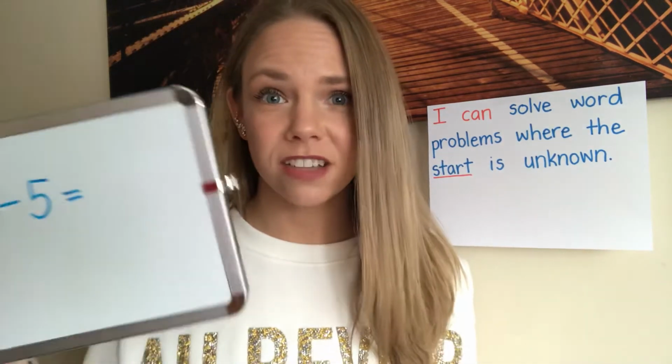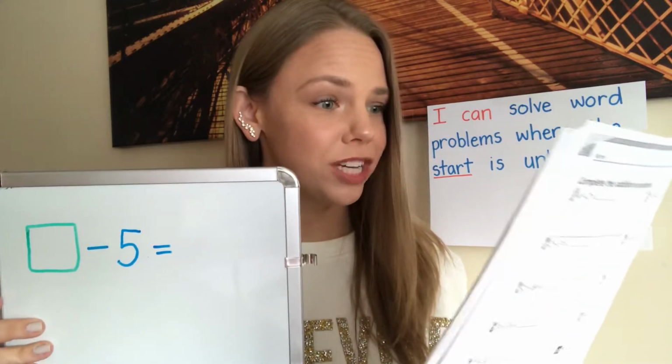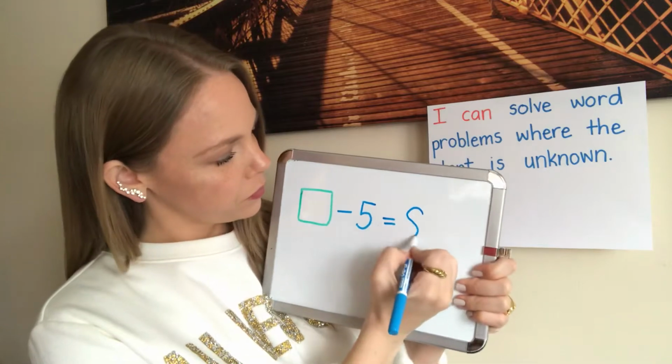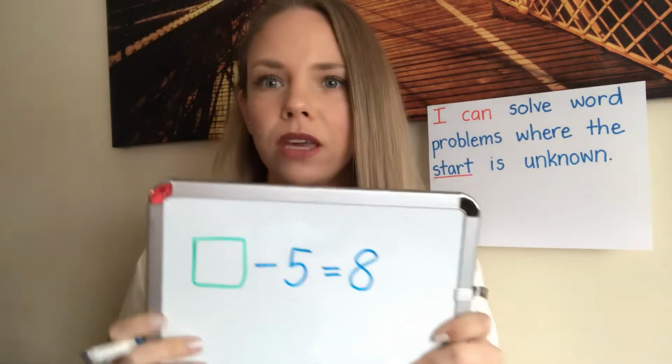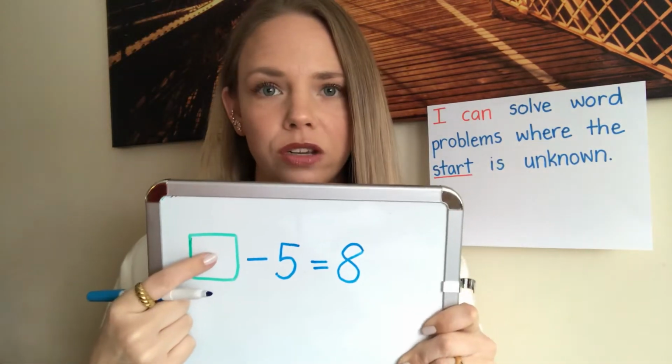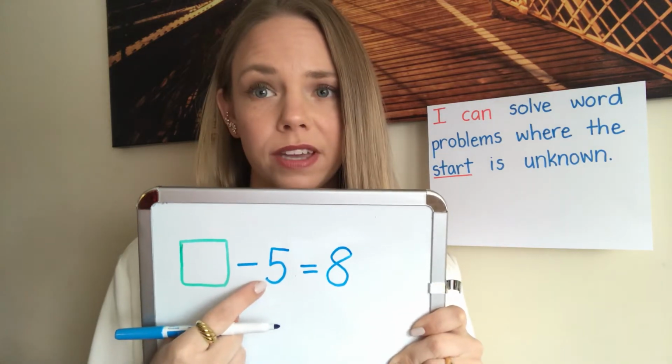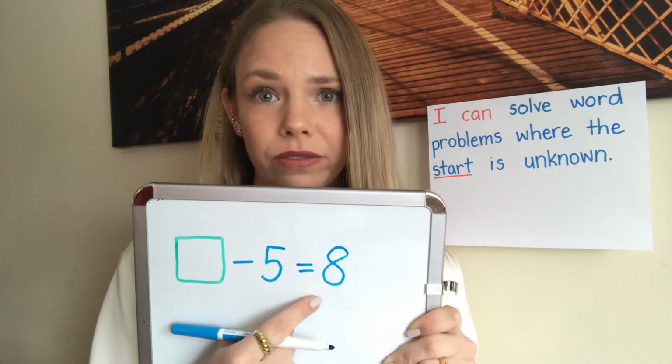The problem also tells us how many she has left. She has 8 pictures left, okay? So looking at my equation, I know that she started with some, I don't know how many. I know she gave away 5, and I know that she has 8 left.